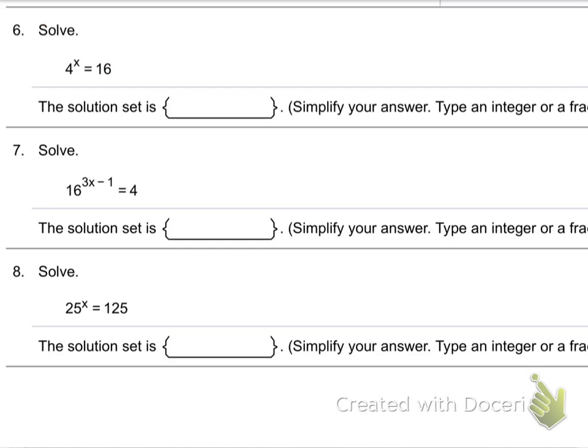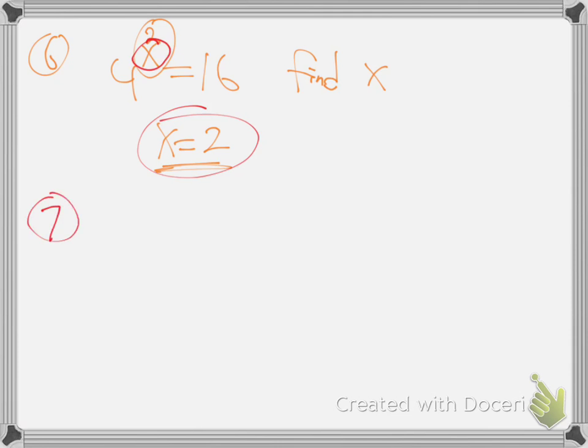So number 7 now is so easily done. Maybe some of you can do that by observation. 16 to the 3x minus 1 equals 4. I'd be greatly impressed if you could. Can you solve that one by observation? What value of x needs to be here to make that true? That was super hard. I'm not expecting you to do it by observation.